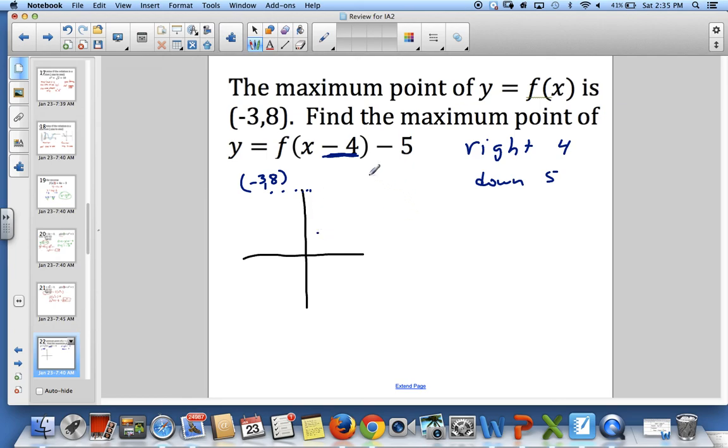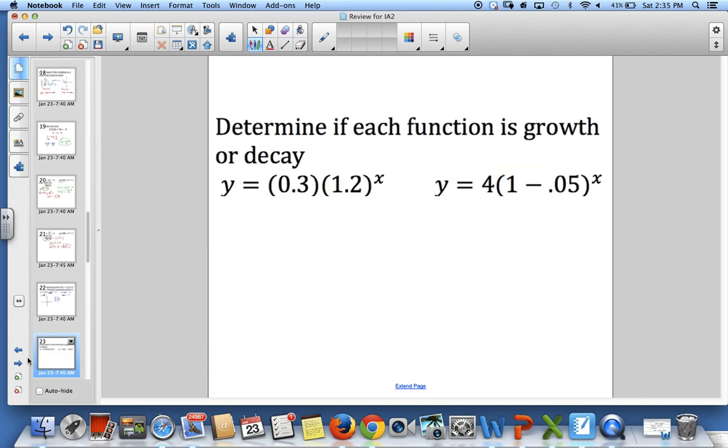So I can look at the graph. Basically what I'm going to do is add 4 to negative 3, and I'm going to get 1. And then I'm going to subtract 5 from 8 and get 3, and that would be my final answer. Using the graph kind of helps a little bit, but the idea is the same. Okay, let's move on now.